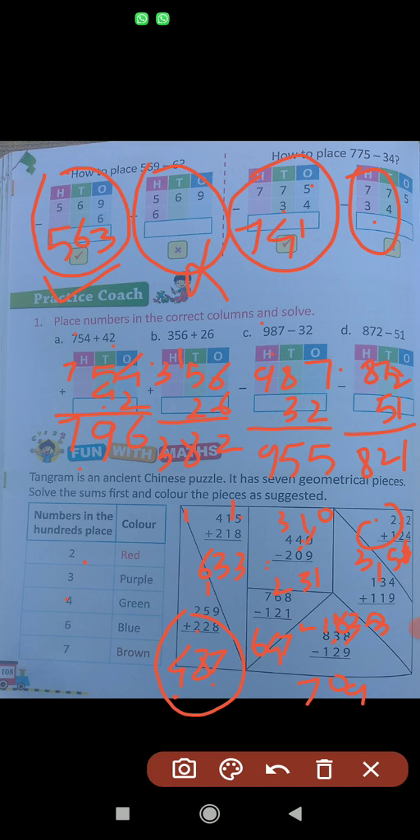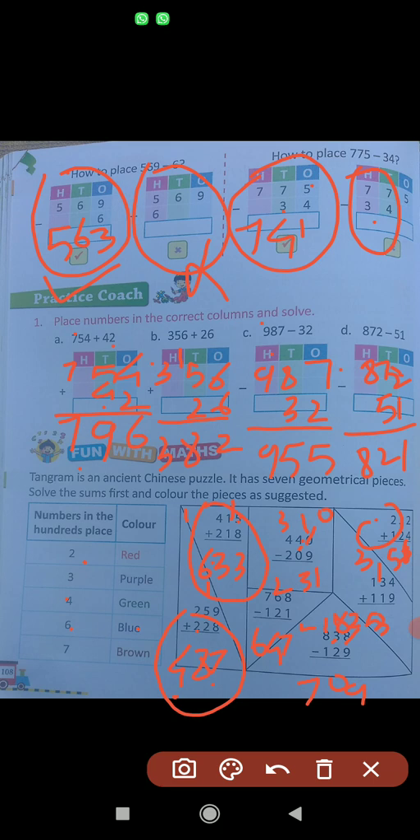Next is number 6. So see here, in this question 6 comes in the hundreds place after adding 218 to 415. Okay, after solving you have to color this whole box with blue, because 6 comes in the hundreds place in the answer. So color it with blue.